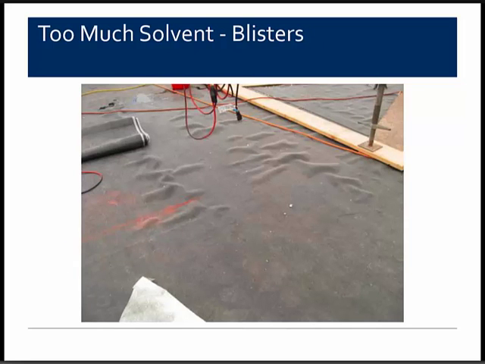We've also seen installations where the solvent was gooped on the substrate and then covered over with the membrane. This excessive solvent that was not allowed to flash off will stay trapped below the membrane and cause blisters.